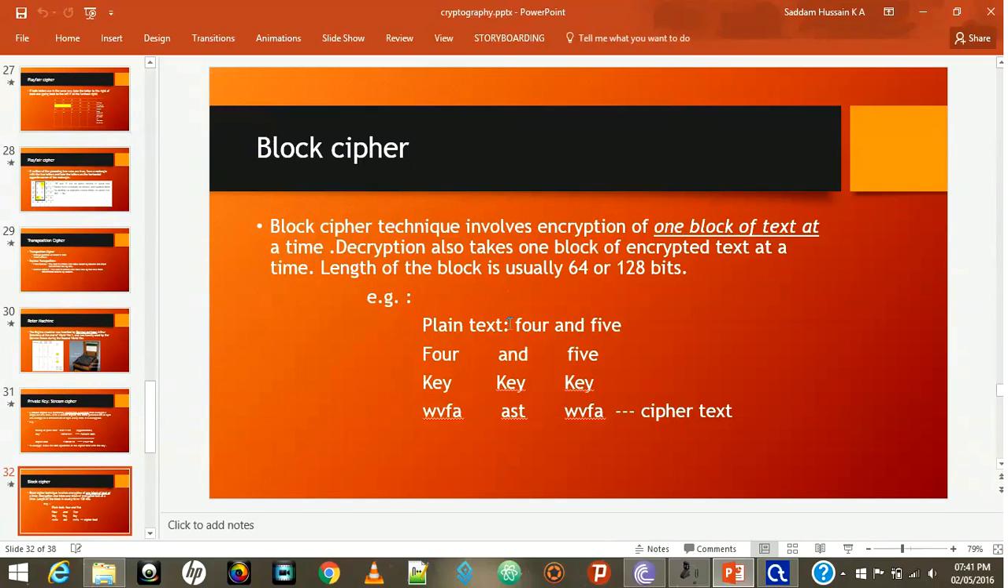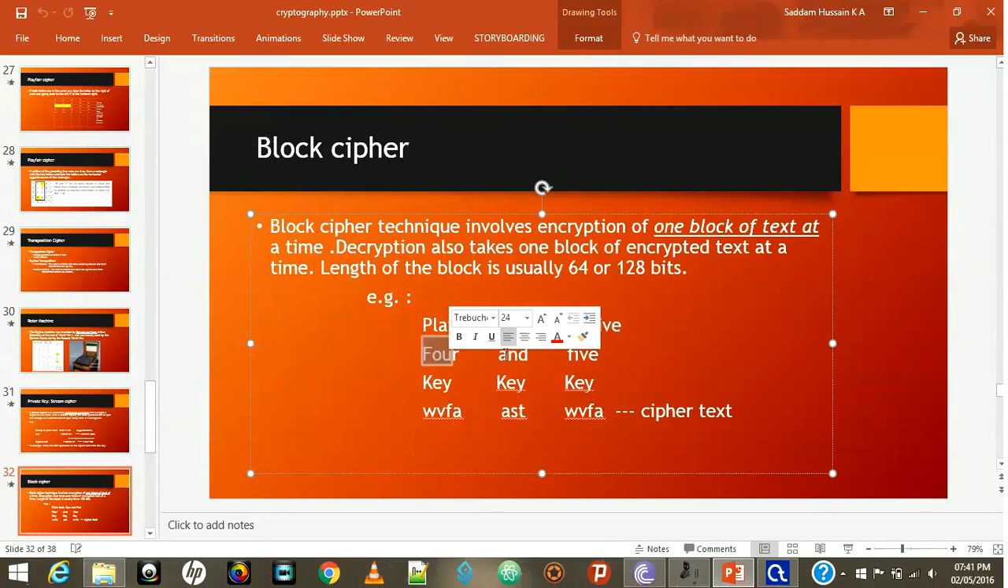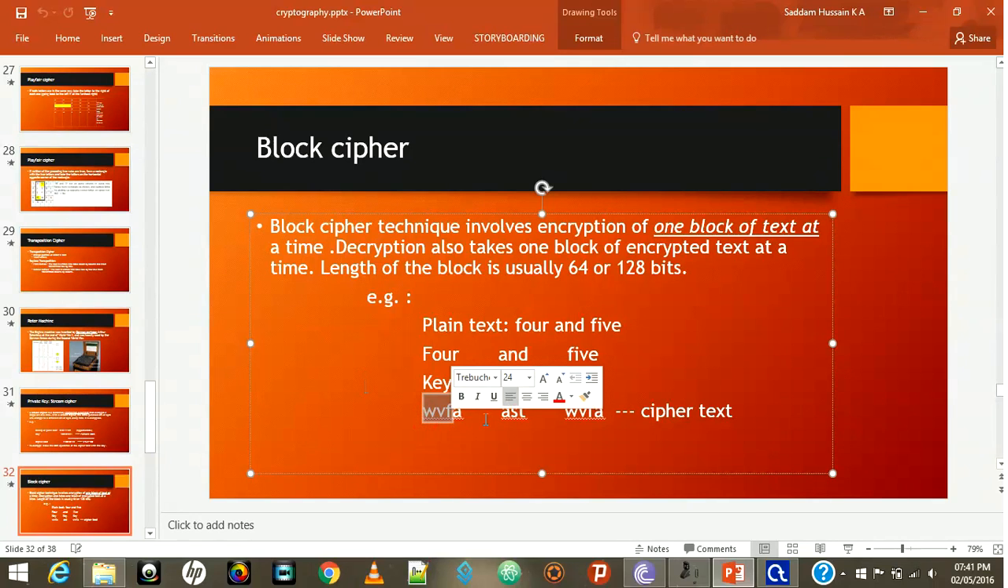For example, here the plain text is divided into separate blocks, 4 and 5. So a block cipher encrypts using the blocks. With this key, we'll get the cipher text like this. Okay, this is the cipher text. Then the same for decryption: while decrypting, we get the original message.